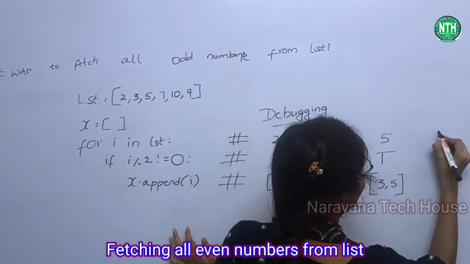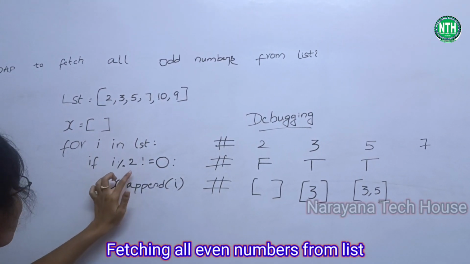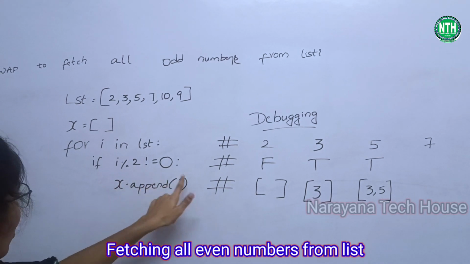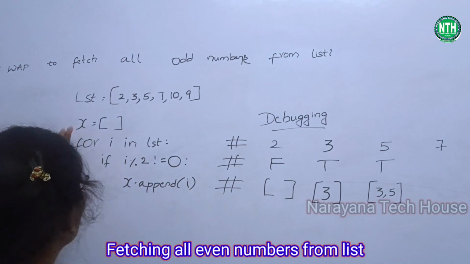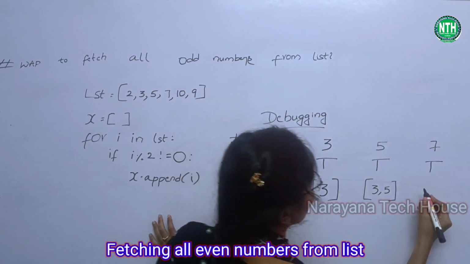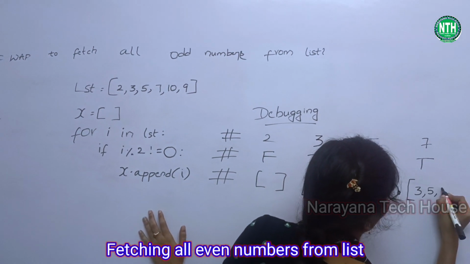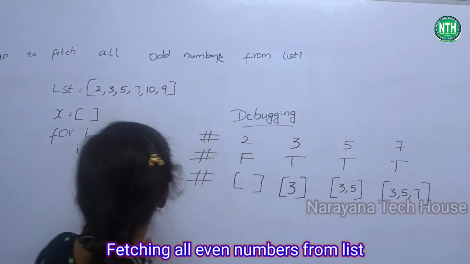And the next element is 7. Here i is 7. 7 modulus 2 is 1. 1 not equal to 0. It will be added to the list. Here the condition is true and the element is added along with the last elements.